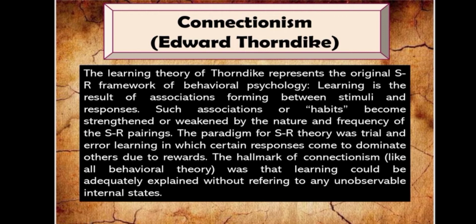Connectionism by Edward Thorndike. The learning theory of Thorndike represents the original S-R framework of behavioral psychology. Learning is the result of association forming between stimuli and response. Such association or habits become strengthened or weakened by the nature and frequency of the S-R pairings.